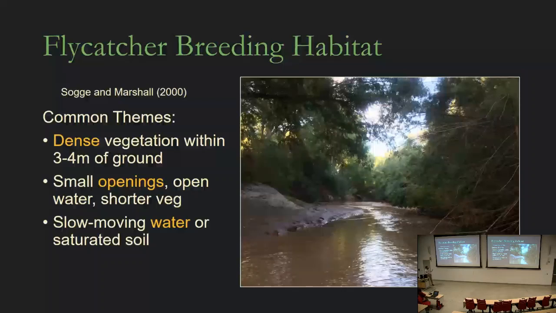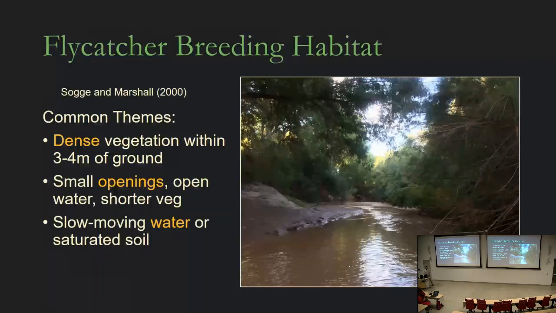Well, according to this review article, some common themes are dense vegetation within 3 to 4 meters of the ground, which protects their nest from predation and parasitism and creates a cool, humid microclimate to keep their nest cool during the breeding season, which they breed relatively late into the summer when it's really hot in the desert.